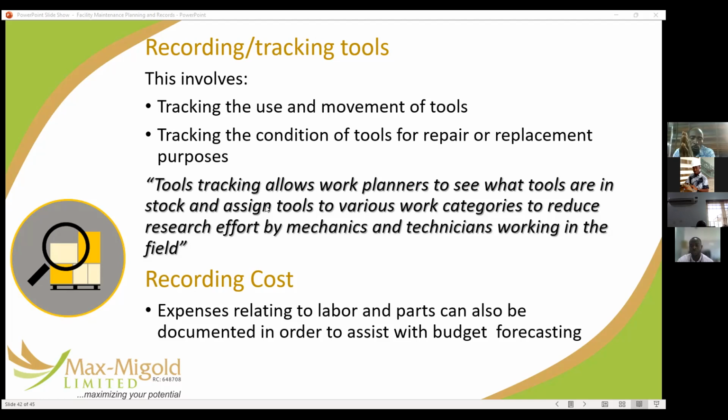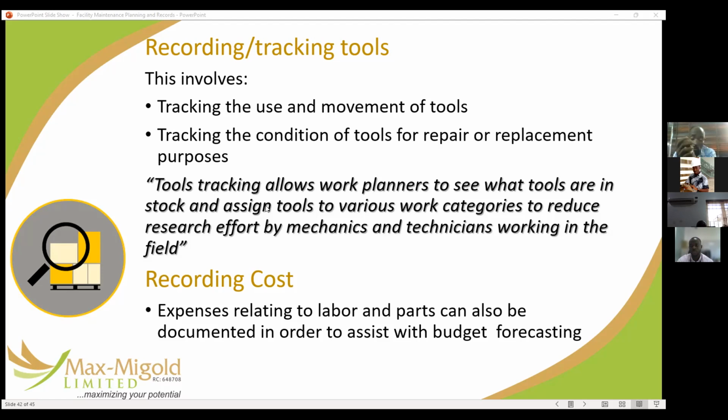So you know the kind of tool that you assigned to an electrical guy, the tool you assigned to an HVAC guy, the tool you assigned to a plumber, the tool you assigned to a welder, and they must keep a good track record of those tools. Otherwise, you might eventually keep wasting money on replacement of tools. Tracking the use and movement of tools, tracking the condition of the tools for repair or replacement purposes.